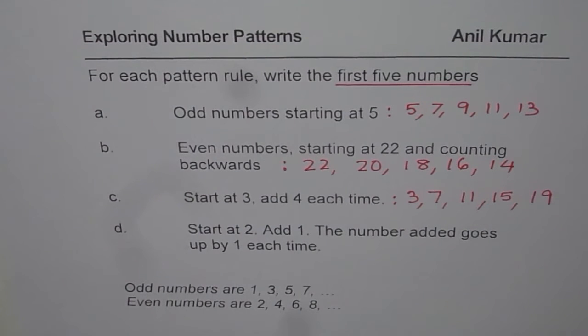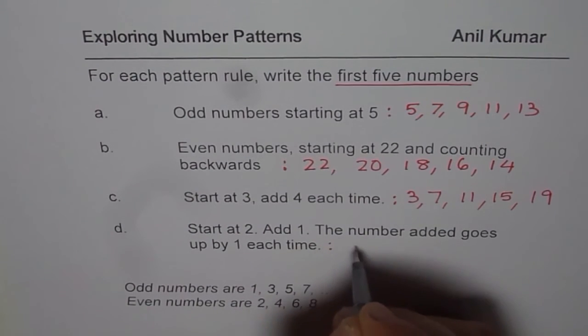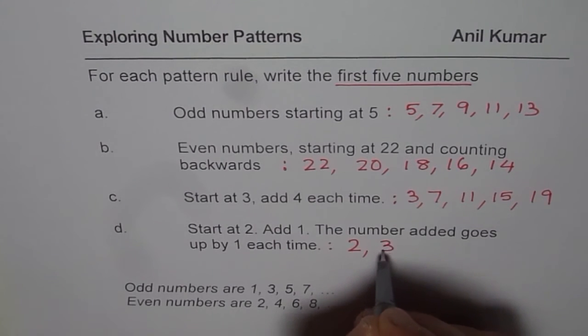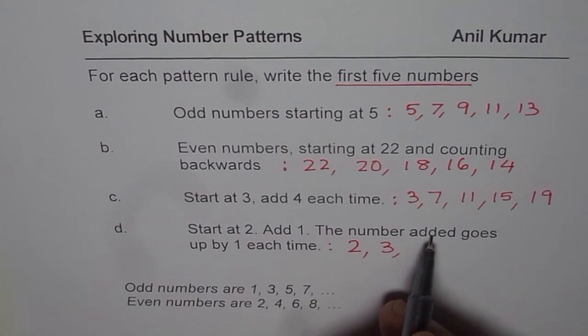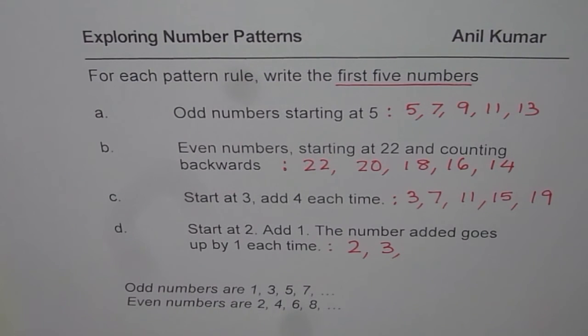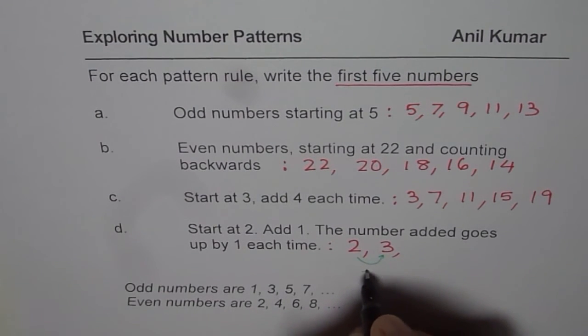Next one, start at 2, add 1. The number added goes up by 1 each time. That is tricky. Anyway, let me try. Start at 2, that means start at 2, okay. Add 1. 2 plus 1 is 3. The number added goes up by 1 each time. So in this case we did plus 1.